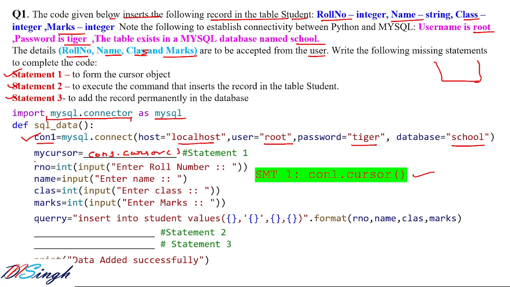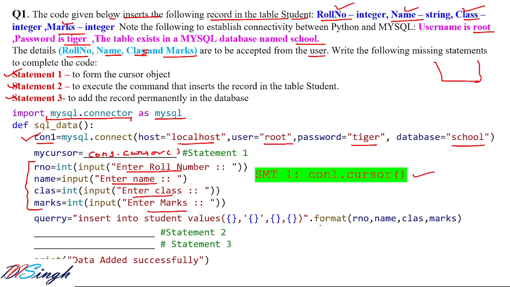Now this whole process is about creating a record here. What are the four things we want in our record? Roll number, name, class, and marks. So these are the four things we have taken as input from the user: enter the roll number, enter the name, enter the class, enter the marks. We have created four variables for that. After that, our job is to prepare a query for it. How to prepare a query? You can write that query directly inside the execute function, or you can store it inside some variable and then pass that variable to the execute function.